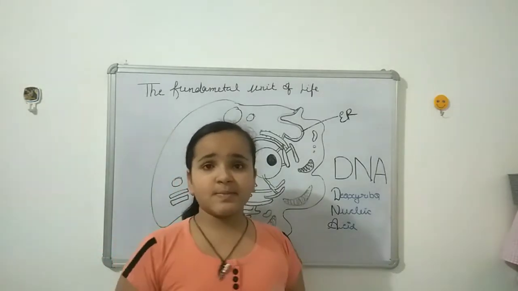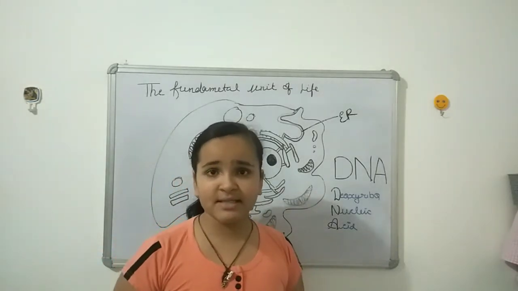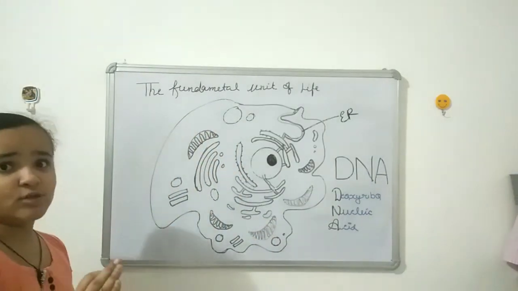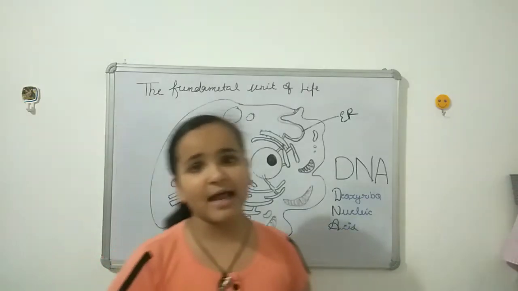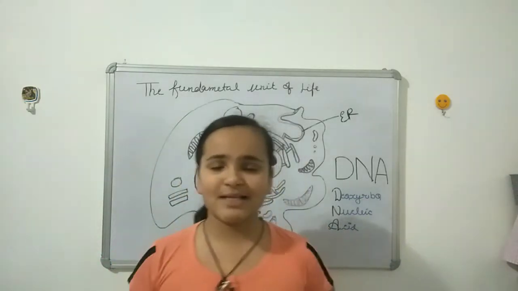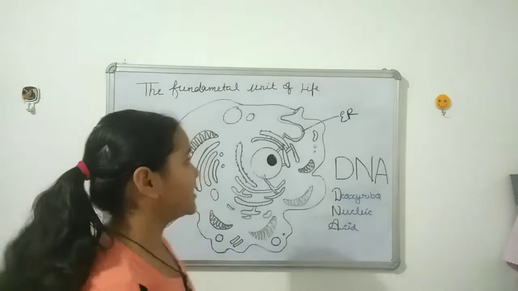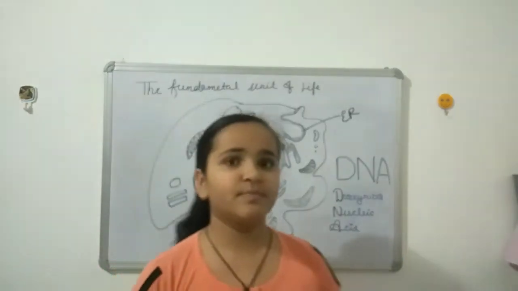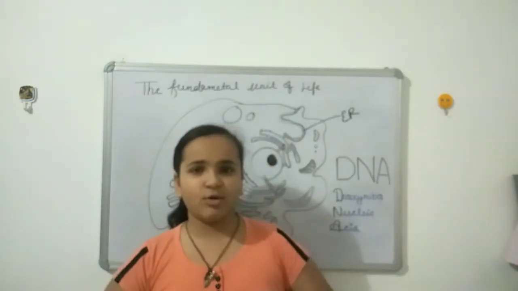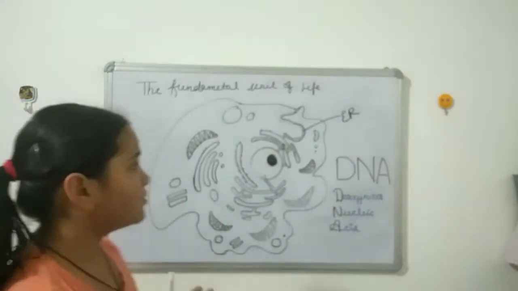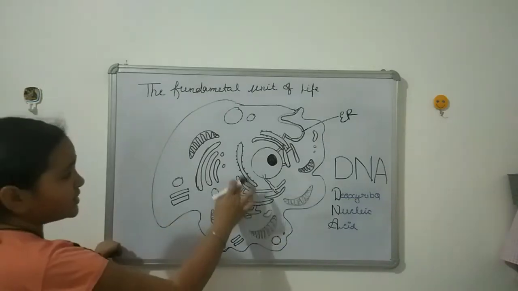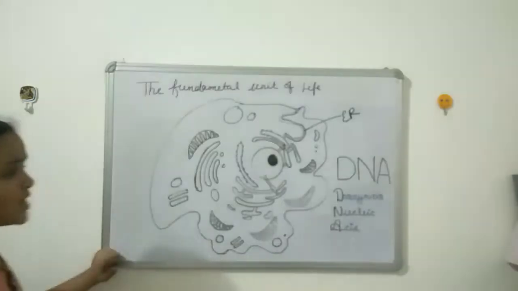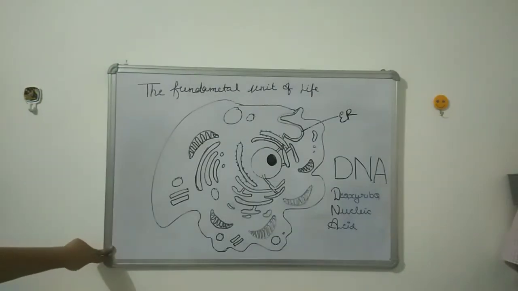The endoplasmic reticulum is made up of lipids and proteins. The ER is of two types, smooth ER and rough ER, meaning smooth endoplasmic reticulum and rough endoplasmic reticulum. Starting with the smooth endoplasmic reticulum: the tubes which do not have these blue spots are the smooth endoplasmic reticulum.